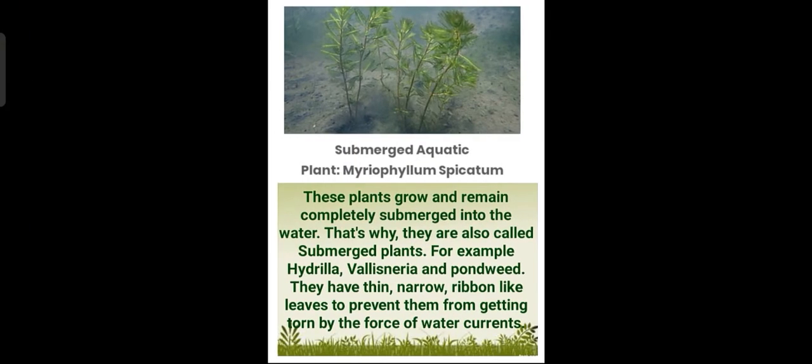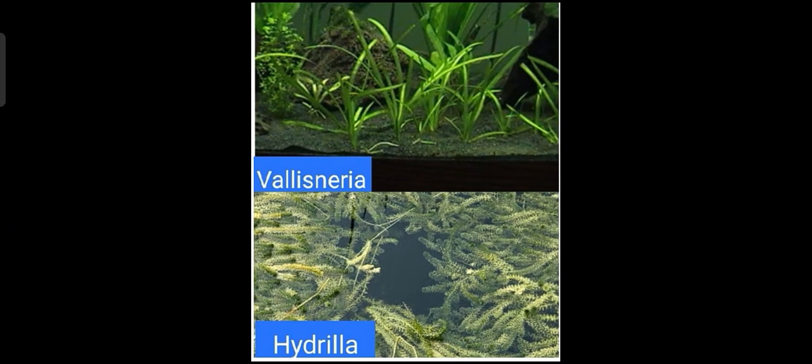Submerged or underwater plants. These plants grow and remain completely submerged in the water. That's why they are also called submerged plants. For example, hydrilla, vallisneria and pondweed. They have thin, narrow ribbon-like leaves to prevent them from getting torn by the force of water currents. For example, vallisneria and hydrilla.